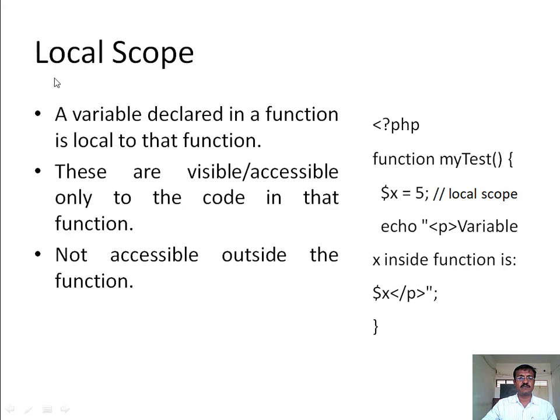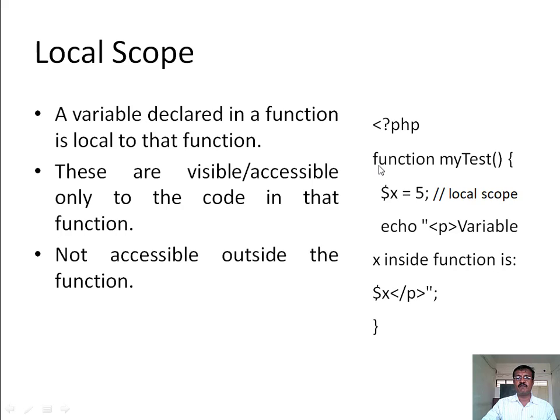Let us learn about local scope. A variable declared in a function is local to that function. These variables are visible or accessible only to the code in that function, and they are not accessible outside the function. Such variables are called local scope variables. Here we have an example which gives a better understanding of local scope variables. This is a PHP code.